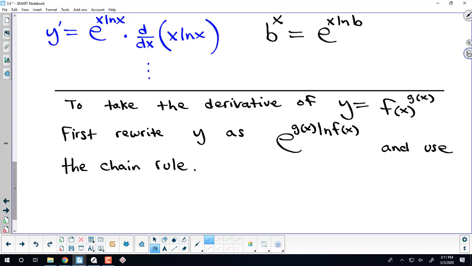So a super common f of x to the g of x type of function that you might have seen is 1 plus 1 over x to the power of x. You might have seen that defining the number e as x approaches infinity. Have y'all seen that? Okay. Some algebra textbooks will mention that. So that's a really common function of the form function to another function's power.